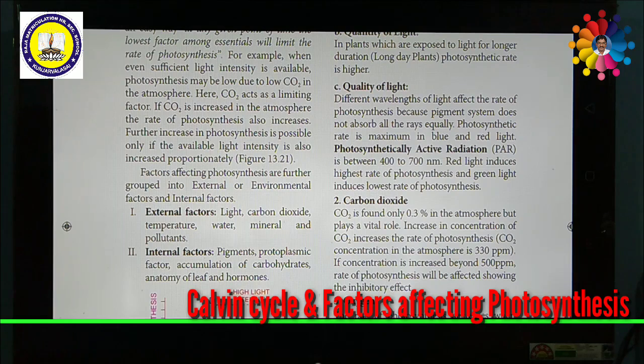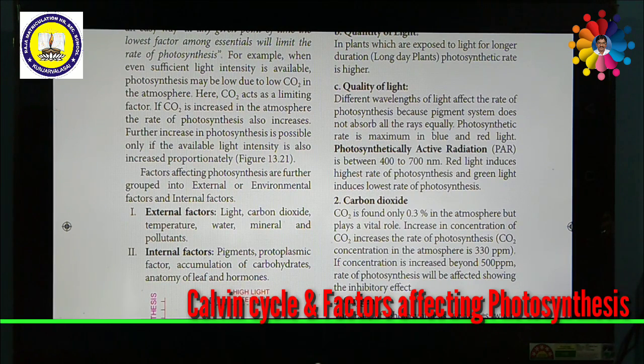Some of the factors are available inside the plant itself. They are called internal factors, like pigments, protoplasmic factor, accumulation of carbohydrate, anatomy of leaf and hormones. External factors are light, carbon dioxide, temperature, water, minerals, and various types of pollutants are also involved. Among them, one of the important factors is Blackman's law of limiting factors. What is Blackman's law of limiting factor?